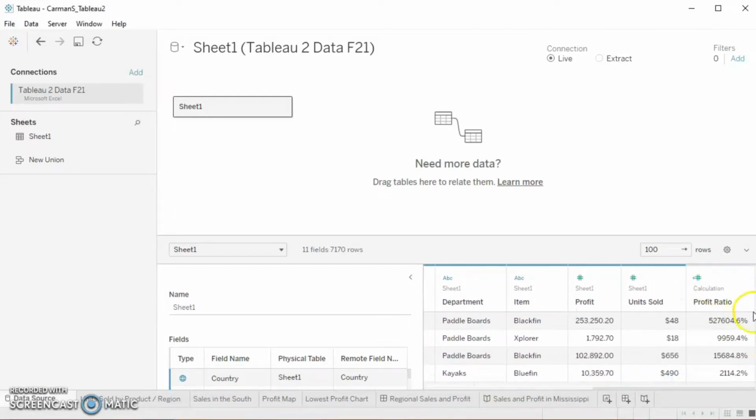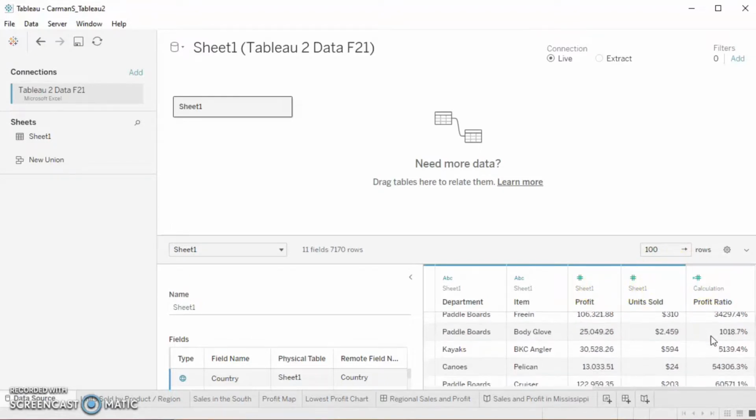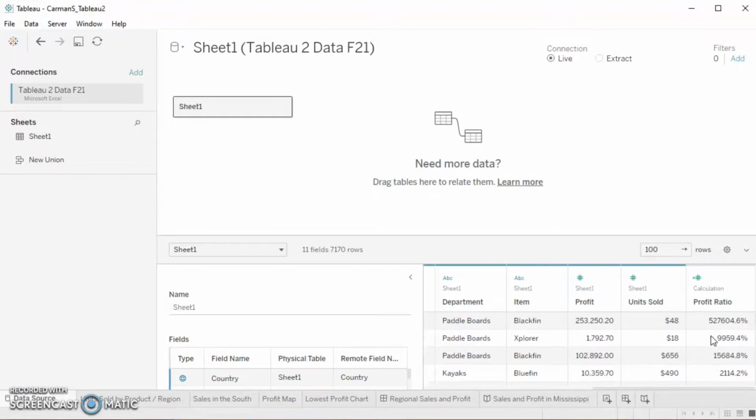I'll show that right here. The way I got this was I divided my profit by my units sold, and that gave me some ratios, which you can see right here. The point of all this was to allow me to explore the different regions of the US and see which items sold the most and which items sold the least in regards to profit and sales.